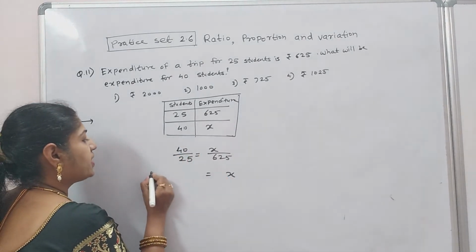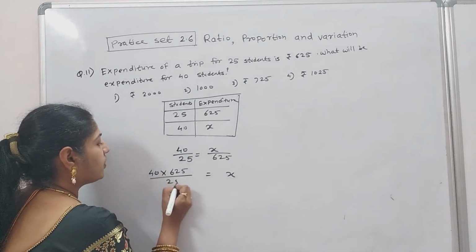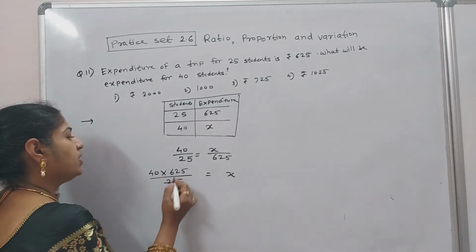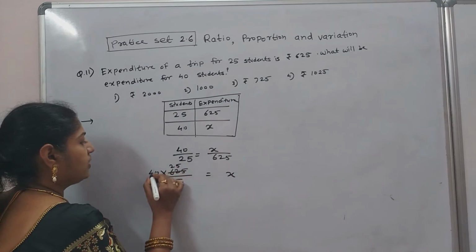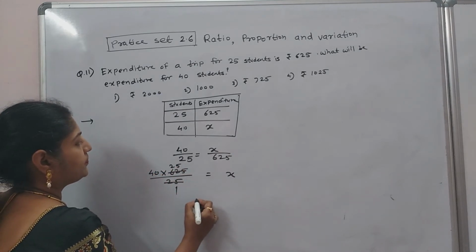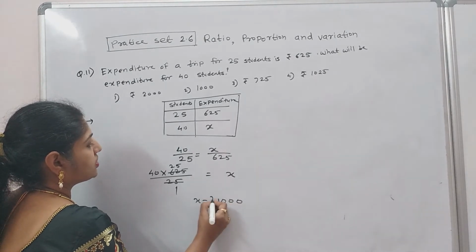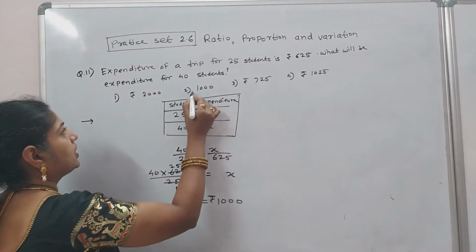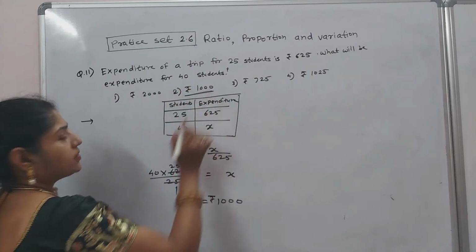625 goes to left hand side, 40 into 625 upon 25. 25 ones are 25, divide this number by 25. 25 into 40, 1000 rupees. Our answer is option number 2, rupees 1000.